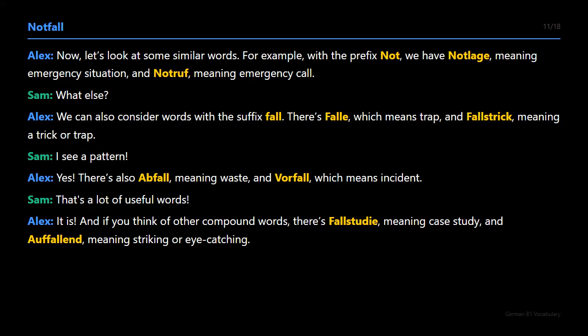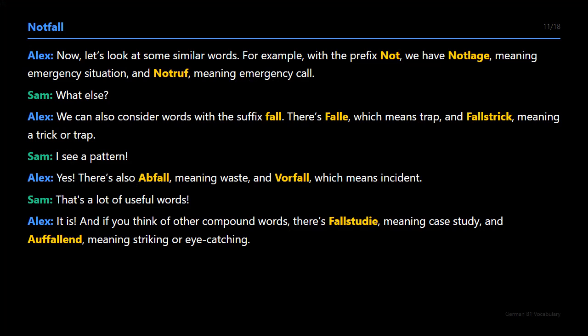We can also consider words with the suffix Fall. There's Falle, which means trap, and Fallstrick, meaning a trick or trap. I see a pattern. Yes. There's also Abfall, meaning waste, and Vorfall, which means incident. That's a lot of useful words.